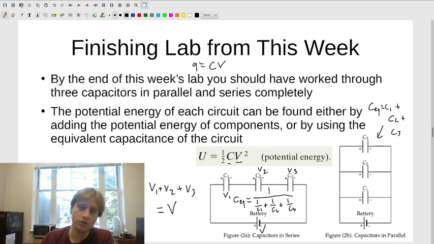But what I want to stress is that in each one of these cases, if you just wanted to look at the total energy of the circuit, it would be legitimate to say 1/2 C equivalent times V of the battery squared. And so if you know the equivalent capacitance, you can just directly find what your potential energy stored in your circuit is. Okay, so that's a little bit surprising, but an interesting result.